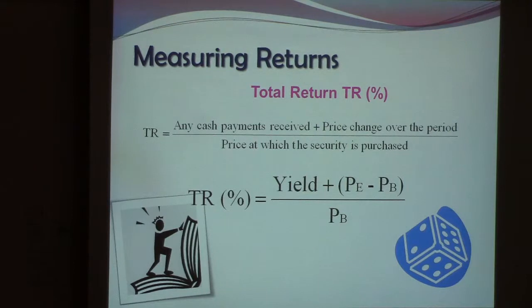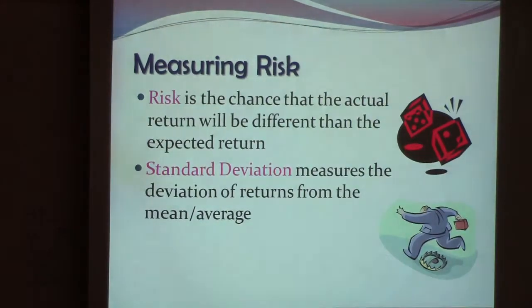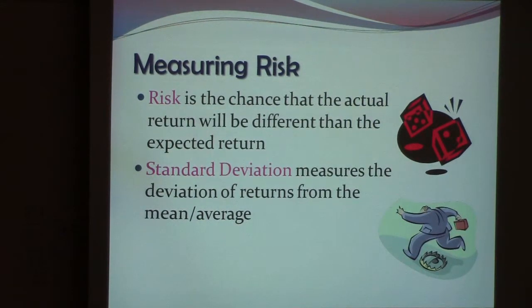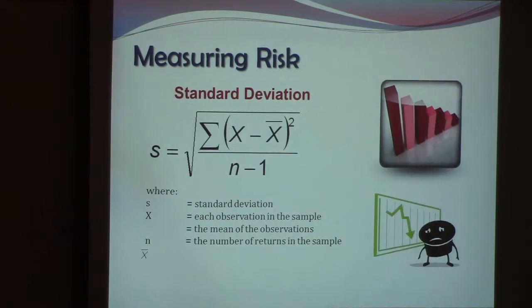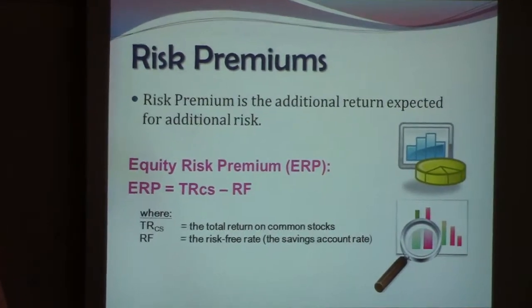How do you calculate a percentage? Simply, you take the yield plus the price change. PE minus PB stands for price at the ending minus price at the beginning, and you divide that by the price at the beginning, and you come up with the percentage. So price at the ending meaning price when you sell, price at the beginning means price when you buy that asset or that investment, whatever that may be. So we've talked about returns, we've talked about how to measure returns, we've talked about a few risks. We also looked at standard deviation as a measure of risk, and we'll now look at risk premium.